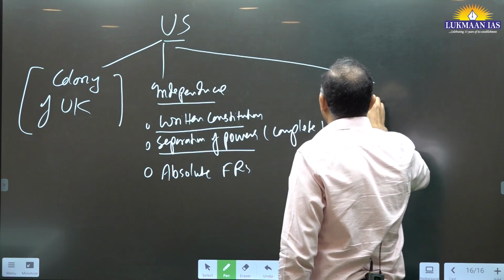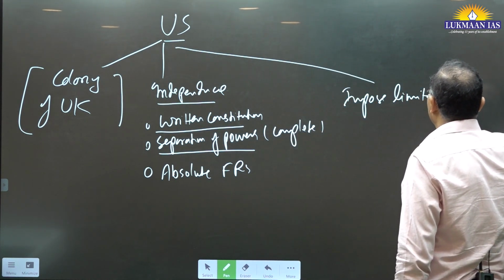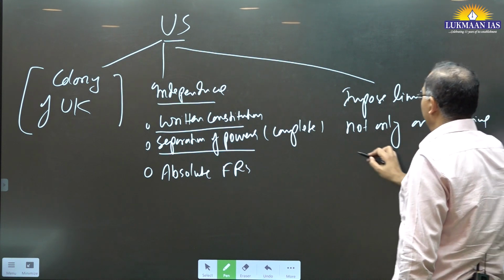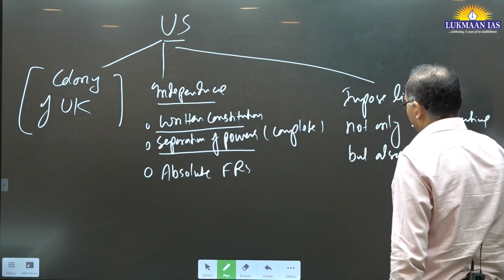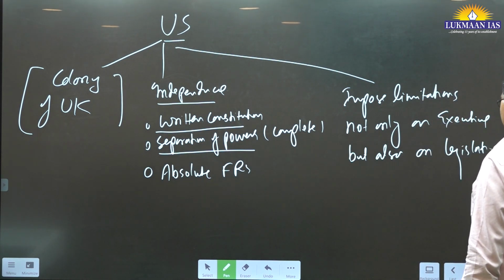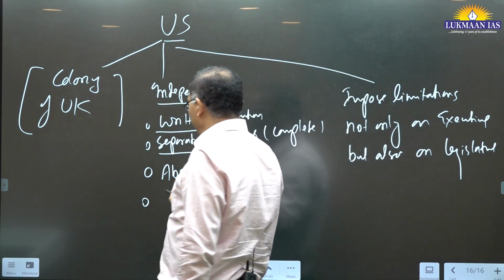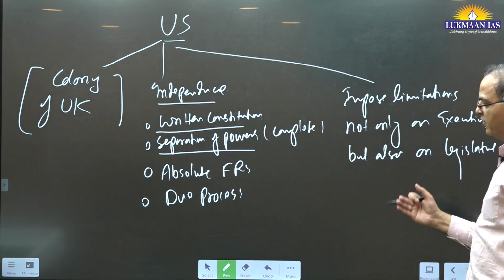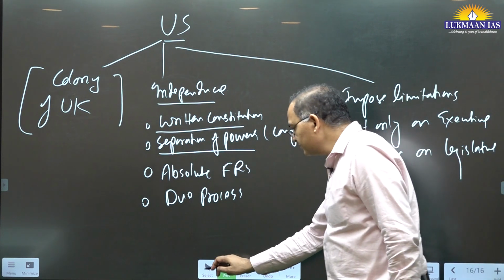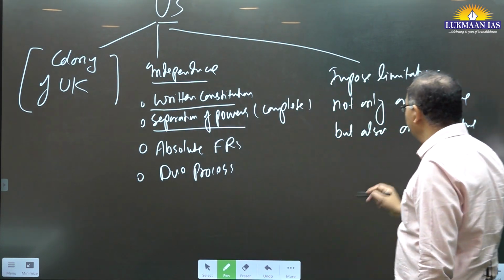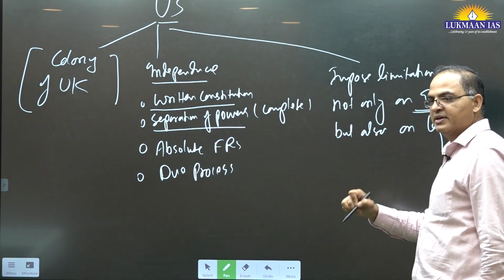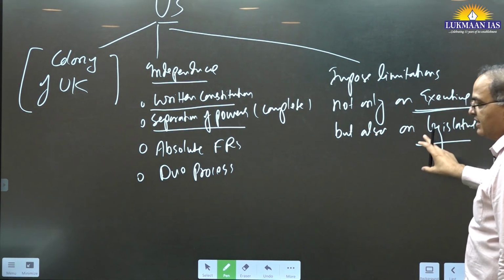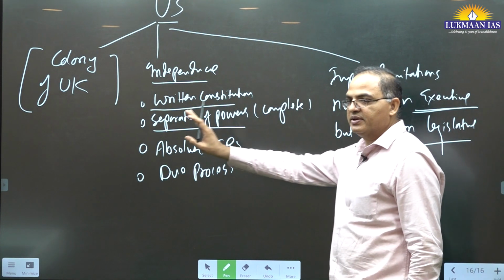They wanted to impose limitations not only on the executive but also on the legislature. How? They also adopted due process, which I will tell you about later, what due process is. By this, they are saying the threat is not only from the executive, the threat is also from the legislature, because they had a different history. Hence they wanted to impose limitations on the legislature also. And therefore they went for complete separation of power.